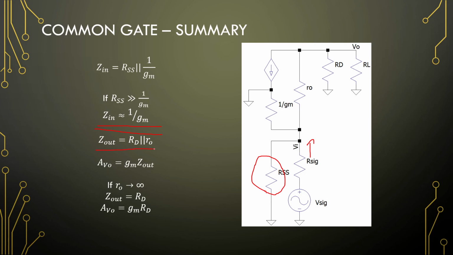The output impedance is the same as a common source amplifier, so Z out is RD parallel to R out. Assuming R out is infinite, our output impedance is just RD. We have the same gain as the common source amplifier, it is just not inverted. So the common gate is a very simple amplifier to design.